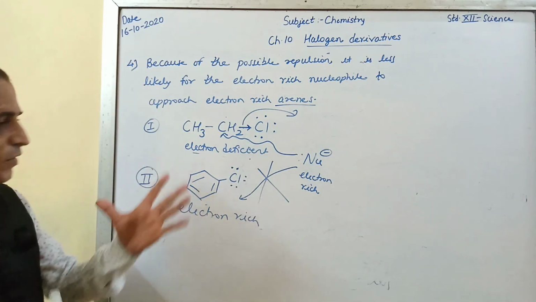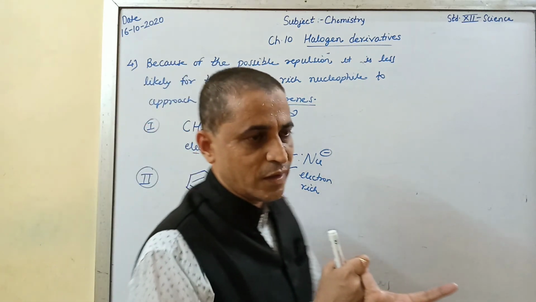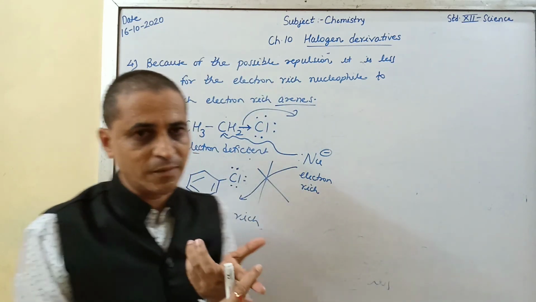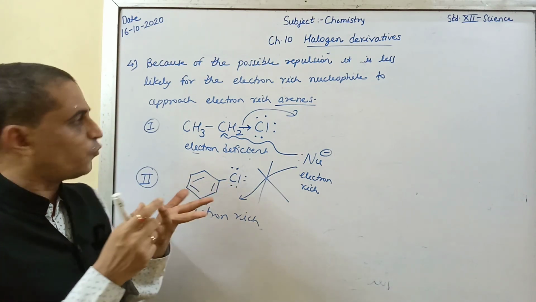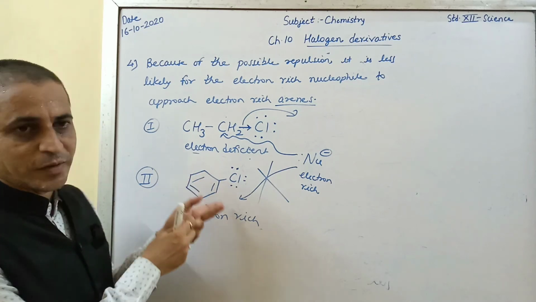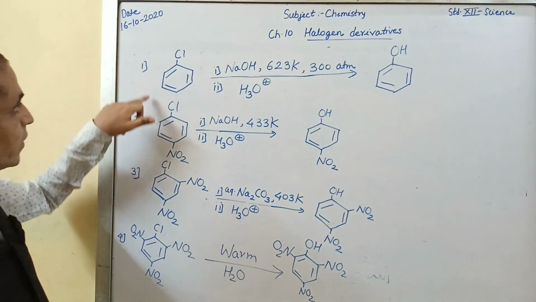There are four reasons. First, we have seen the resonance effect. Second, we have seen the different hybridized states, that is sp2, sp3, etc. You know that. And the third one is polarity. And the fourth one is what? This electron repulsion.